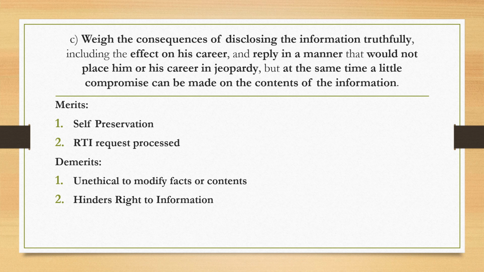So, in this option, the PIO is actually weighing the consequences of what will happen if he discloses the information truthfully. What will be the effect on his career? So, he's basically trying to provide the requested information in a format or in a manner that does not adversely affect him or his career. So he is going to make a little compromise on the contents of the information. So now there are two merits.